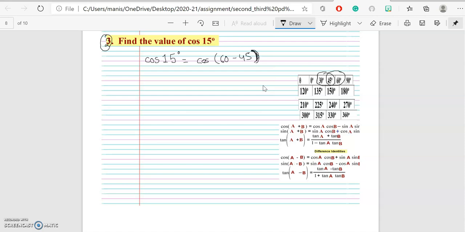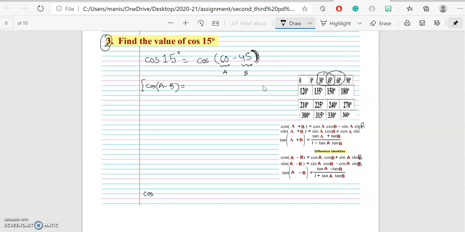Now, so let's go over. If I assume this as A and this as B, it will become cosine of A minus B. Or let me write it over here. The formula uses cosine of A minus B. This is the formula which I'm using. So what is the formula? Cos A cos B plus sine A sine B.